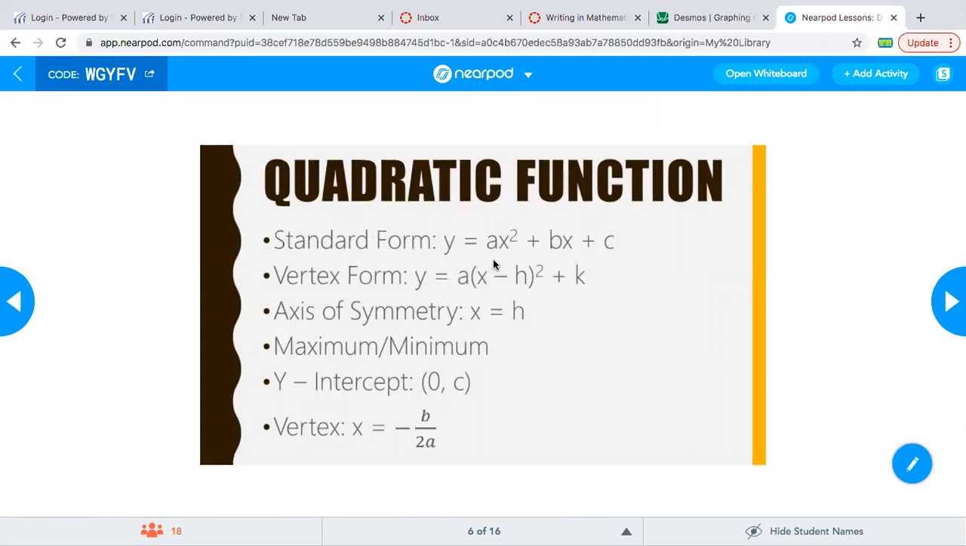All right, so what we're going to start learning are different types of quadratic functions. It can be in standard form, which you've already learned is y equals ax squared plus bx plus c. But what we're going to learn is vertex form. And that is y equals a times (x minus h) squared plus k. I know, H and k? What? Y equals a times (x minus h) squared plus k.